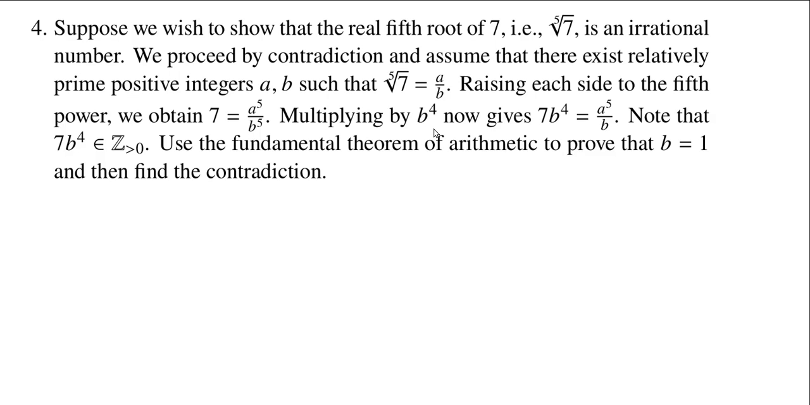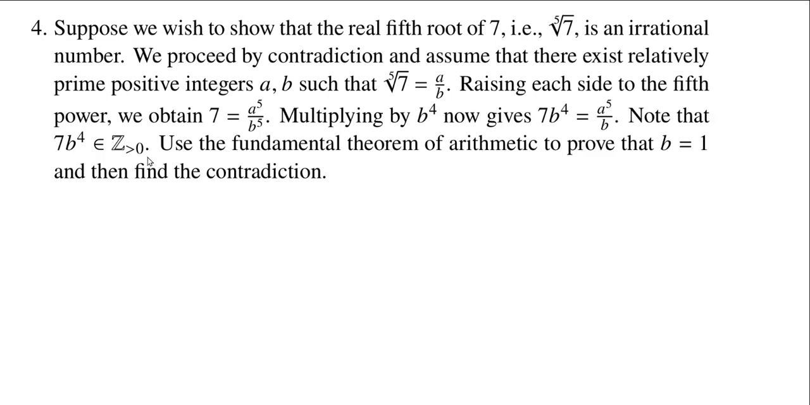Multiplying by b to the fourth. Now that's a little strange, right? You probably expected me to multiply by b to the fifth, but nope, I multiplied by b to the fourth. And I now get that 7b to the fourth equals a to the fifth over b. Now b is an integer. Raise it to the fourth power, still an integer. Multiply it by 7, still an integer. So 7b to the fourth is an integer. And of course, b was positive, 7 is positive, so everything here is positive. So we get a positive integer.